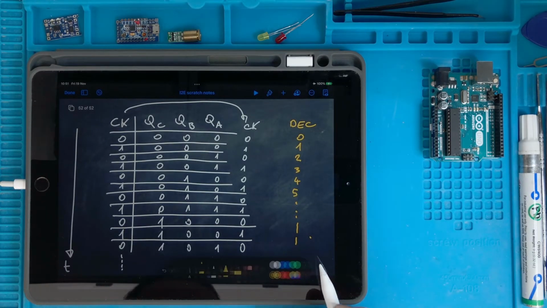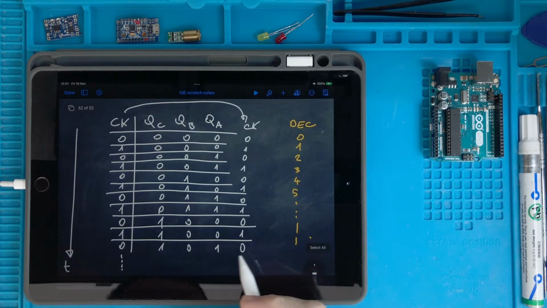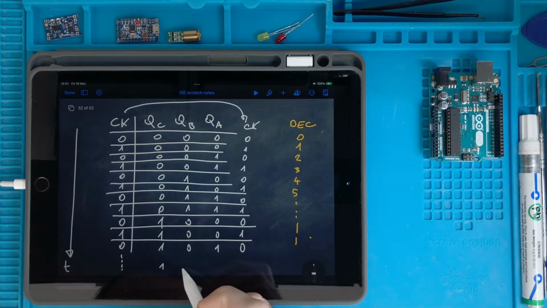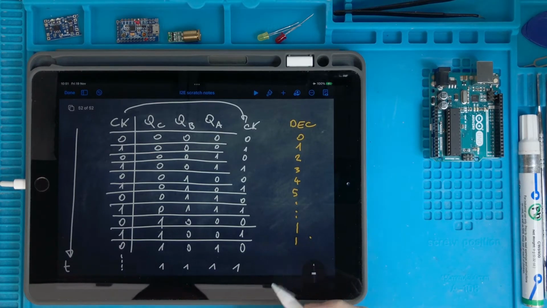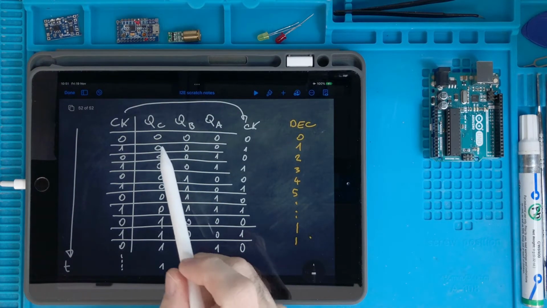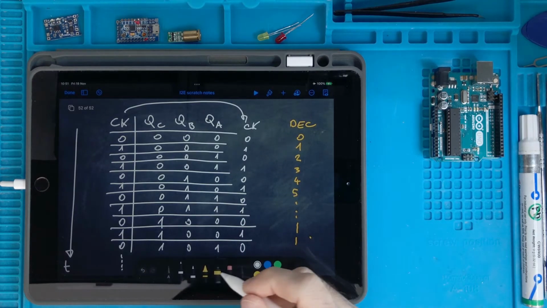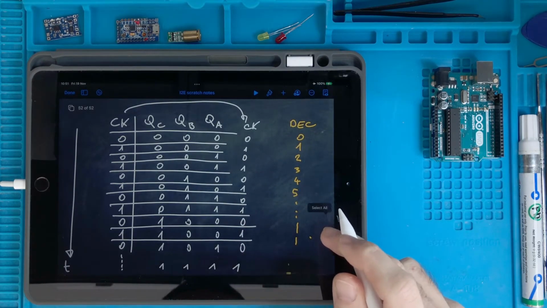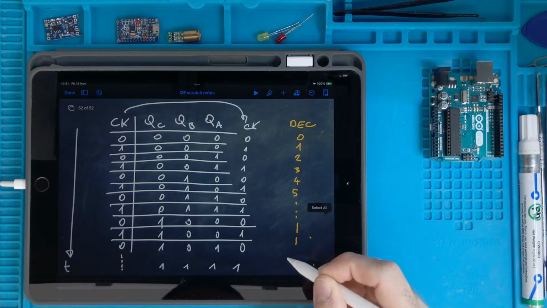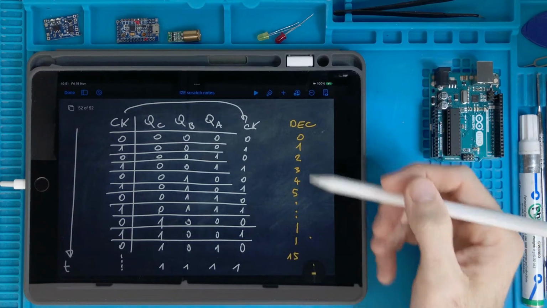until the moment in which we will have a 1, 1, 1, 1, and then this thing will, with the next impulse, turn back to 0, 0, 0, 0. So this thing is a counter that will count from 0 to 15 and back.